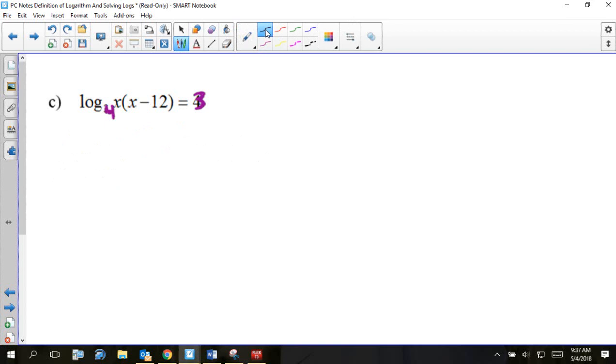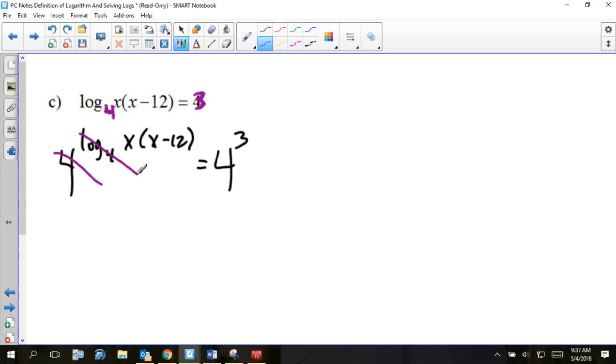So, what should I do to both sides now? Right, the 4, to that's 3. 4 to the log base 4 of x times x minus 12 equals 4 to the 3rd. That's what we should do. Sorry about that little typo. Okay, what happens to 4 to the log base 4? Done. And I have, is it okay if I multiply that? Anybody mind if I multiply that out? x squared minus 12x equals 64.